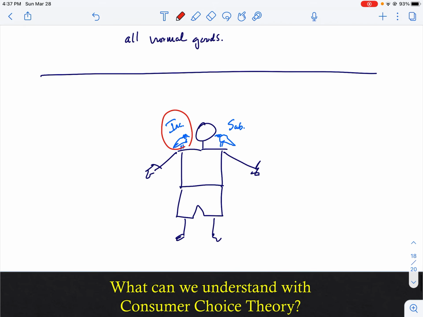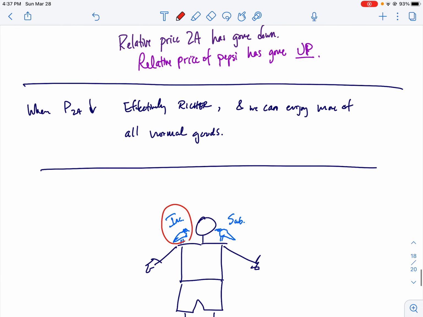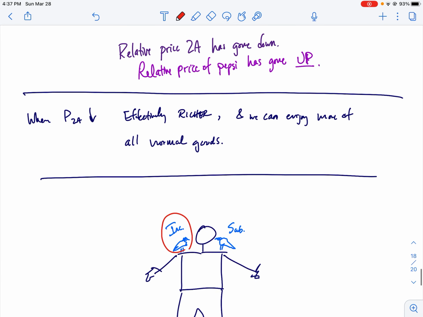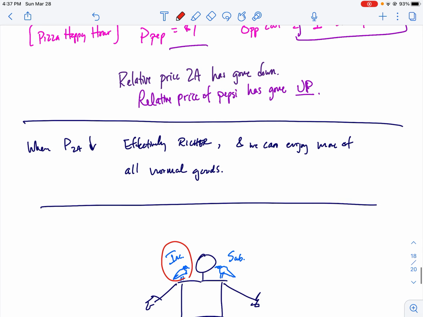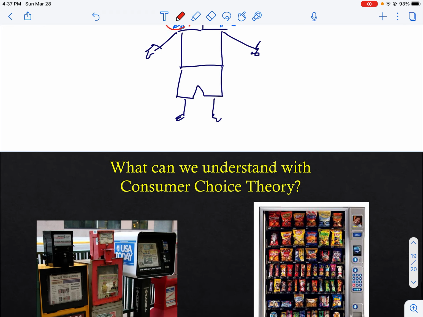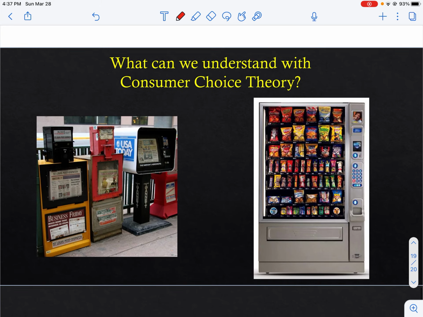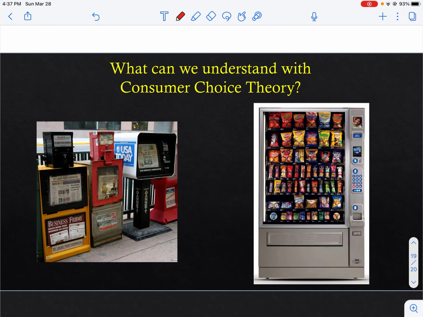So those are the two effects. They don't always push in the same direction; it depends on which way the prices are changing. But if you understand the effects, you can think through the implications. So what's important about consumer choice theory? What can we understand with it? Well, lots of things.